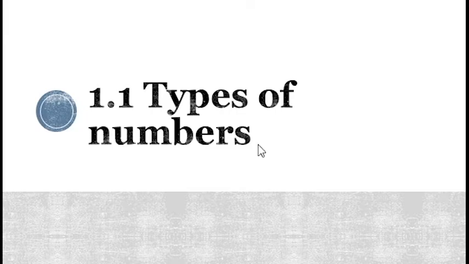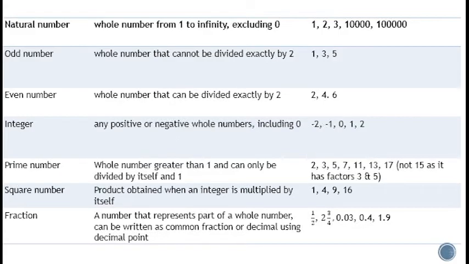Different types of number. This table consists of different types of number with definitions and some examples. Something worth mentioning is that an odd number is any number that ends with 1, 3, 5, 7, 9. An even number is anything that ends with 2, 4, 6, 8, 0. Also, a prime number is not an odd number. It is a whole number greater than 1 that can only be divided by 1 and itself, which means it only has factors of 1 and itself.